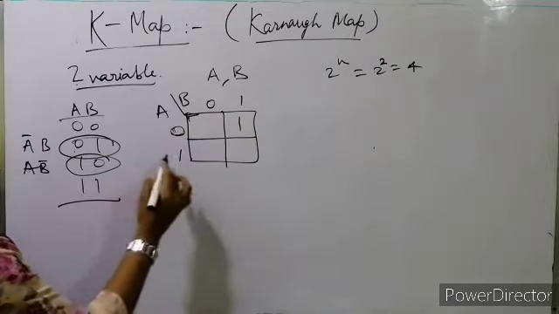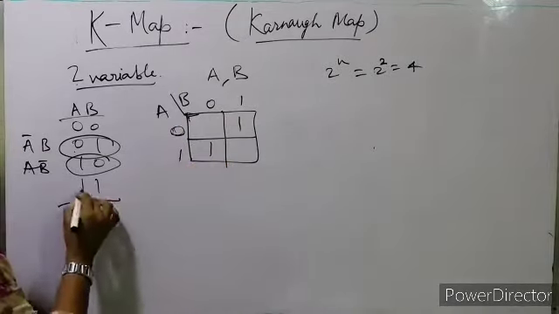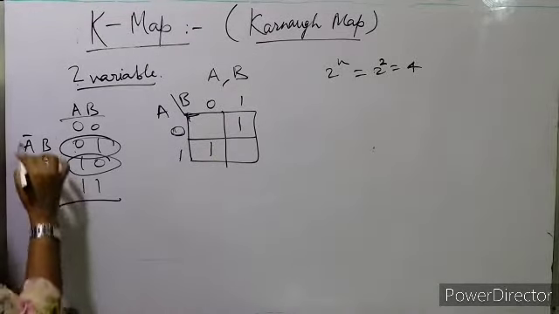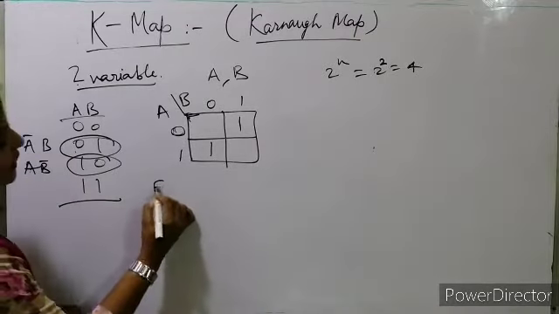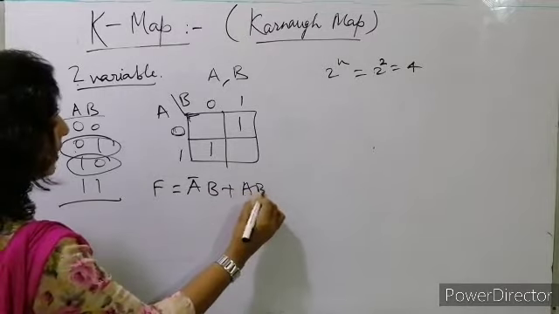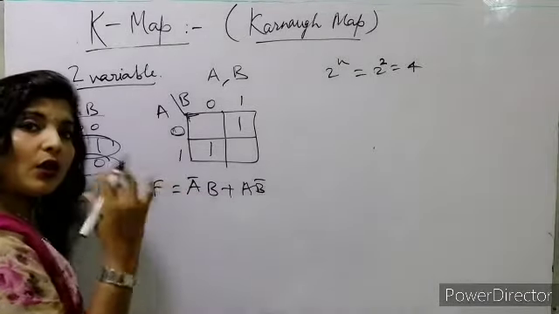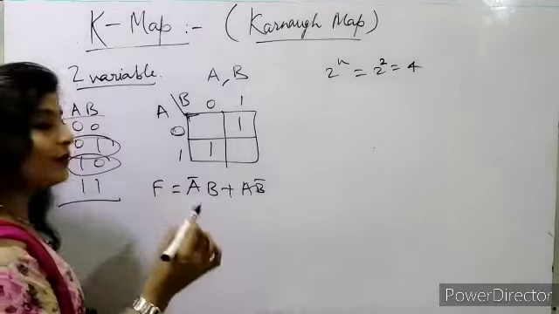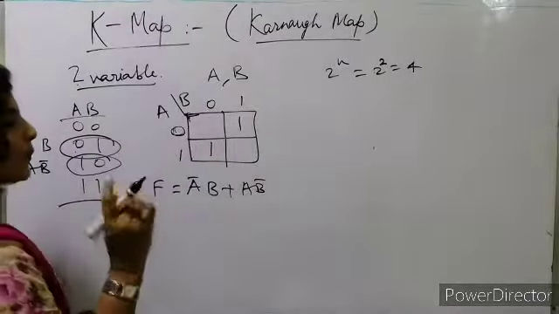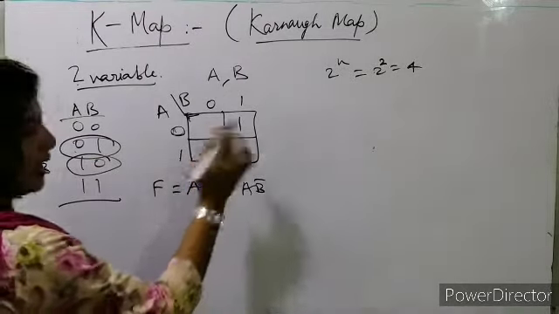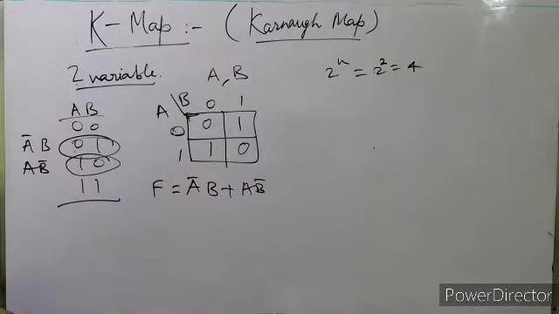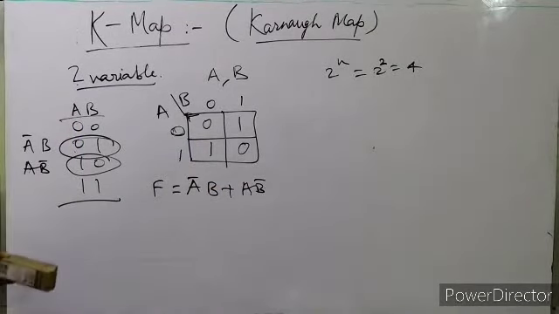Okay. Now 1, 0, 1, 0, this one, 1, 1, this one. So which is included in the function? If the function f is A bar B plus A B bar, we will write 1 in all the squares which are included in the function. So only these two are included in the function. So we'll write 1 only here, and otherwise in all the rest we'll write 0, because those are not included in the function.